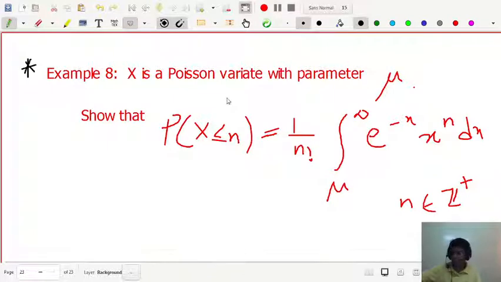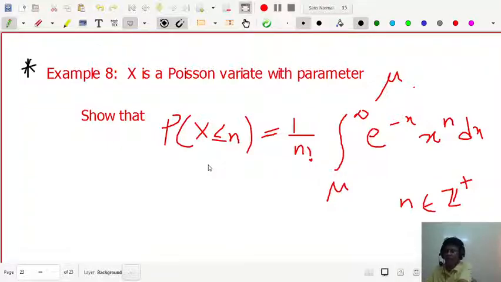So I stop my lecture here. This is an assignment for all the students. Try to solve this. Otherwise you can contact me.